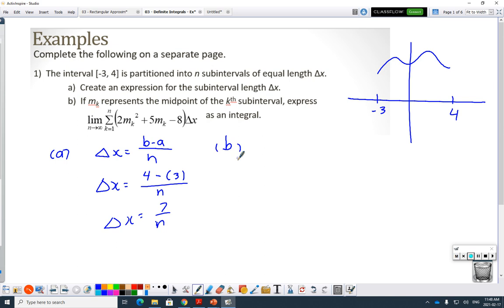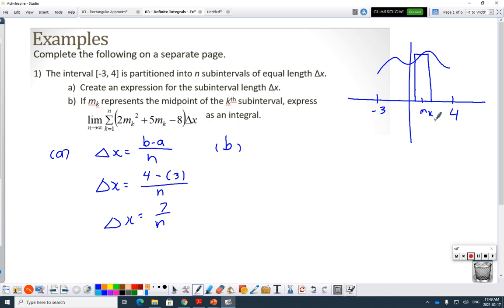B. If mk represents the midpoint of the kth interval, okay, so somebody decided that they made intervals here, and then here's the rectangle, and they were using the midpoint, apparently, of the interval. They're using MRAM. So mk is the midpoint of any particular interval. Express the limit as n approaches infinity, k equals 1 to n, of 2mk squared plus 5mk minus 8 times delta x, as an integral. What are you talking about here?